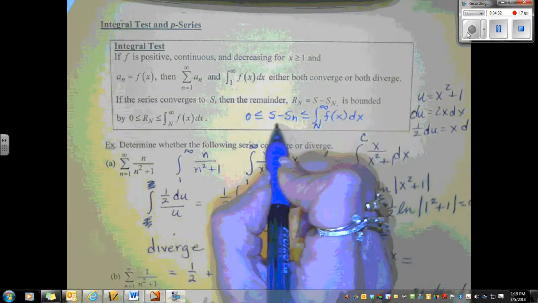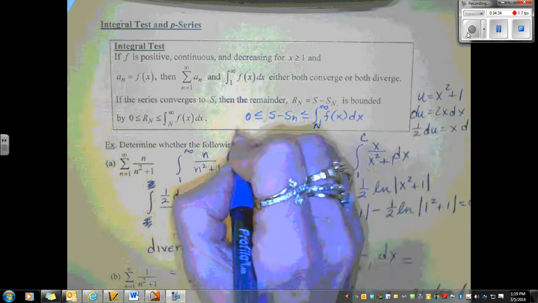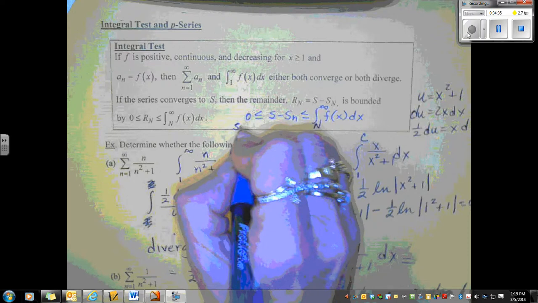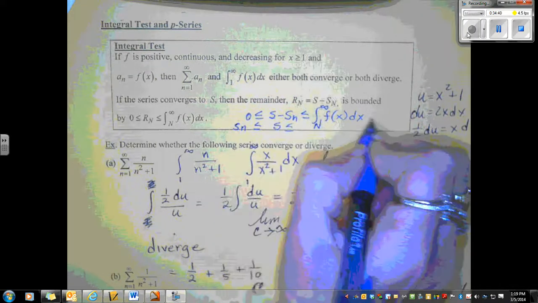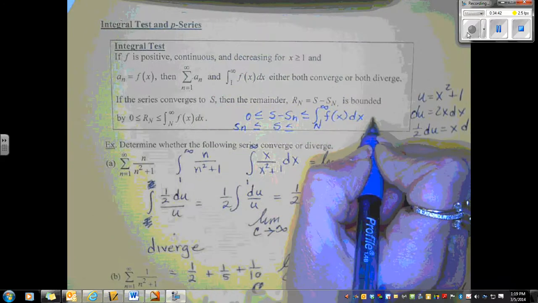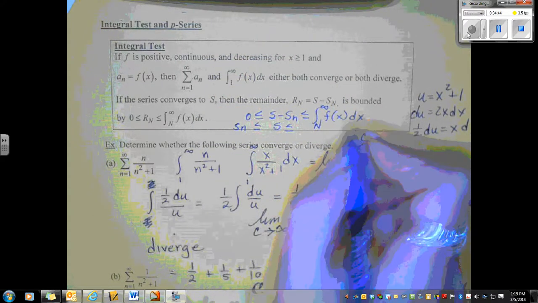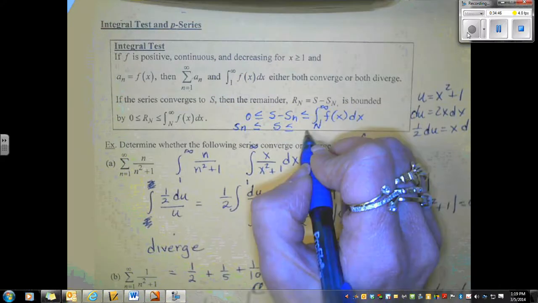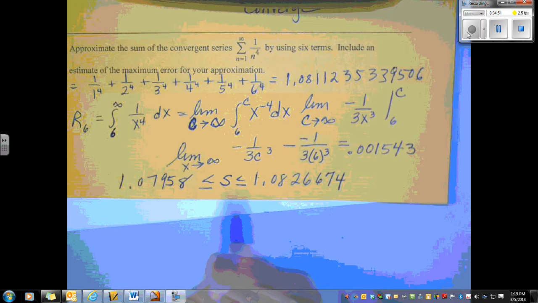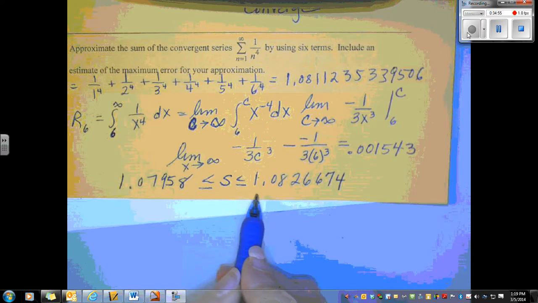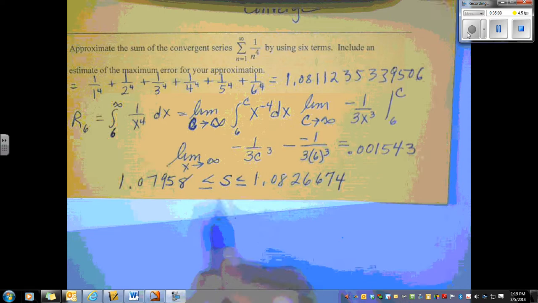Now, if we solve for S in the middle here, we would get S sub n is less than or equal to S, which is less than or equal to this thing plus S sub n. Okay? And that's what this is right here. When you do this, that's what that is, Lauren. You see what she's asking? And that's what happened.